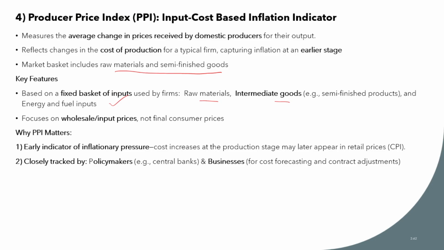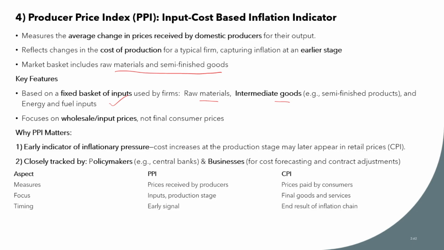Let's also highlight why PPI matters. It gives us an early indicator of inflationary pressure in an economy at the production stage itself. Cost increases at the production stage may later appear in retail prices. Obviously, if the cost of production increases, the consumer price also increases. So this is closely tracked by policymakers, mainly central banks, and by businesses for cost forecasting and contract adjustments. I have made a brief summary of the distinction between PPI and CPI.